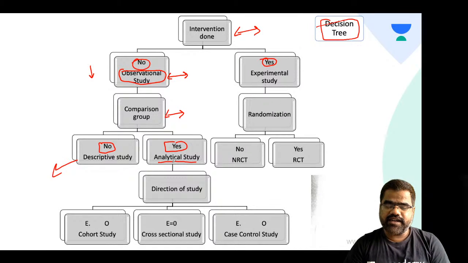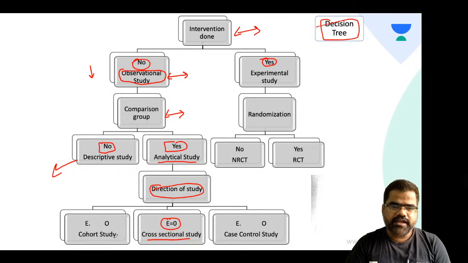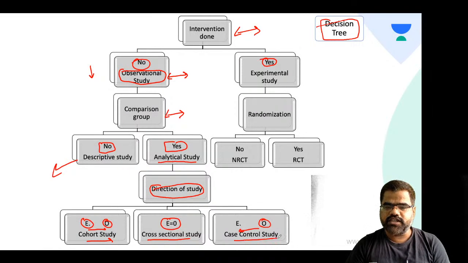When you are comparing, then the question is, what is the direction of the study? I say there is no direction. Exposure and outcome together. That becomes a cross-sectional study. When the direction is forward, from exposure to outcome, it becomes a cohort study. When you are moving from outcome to exposure, it becomes a case control study.